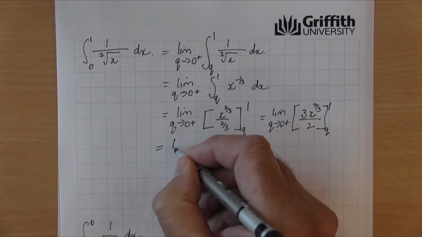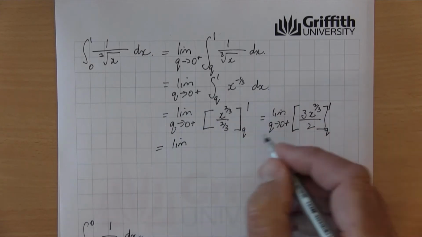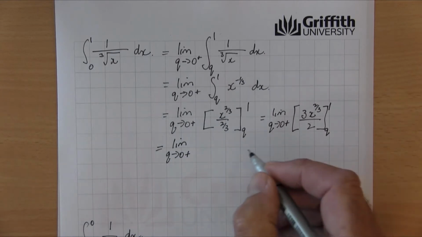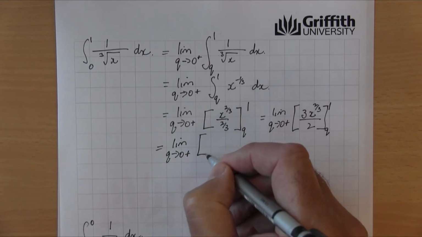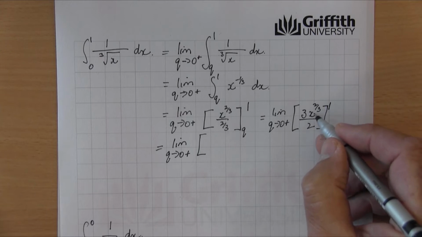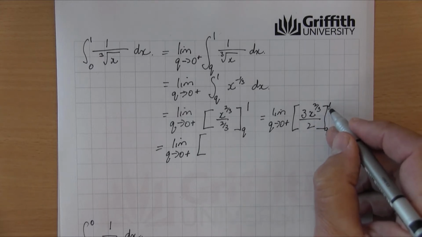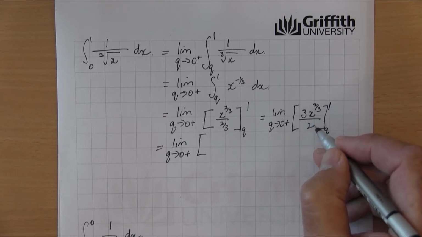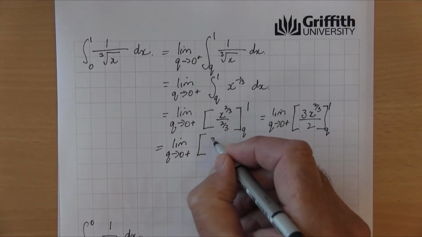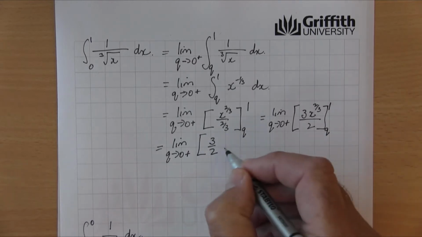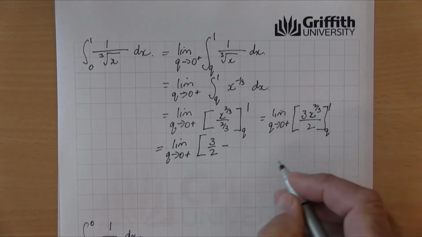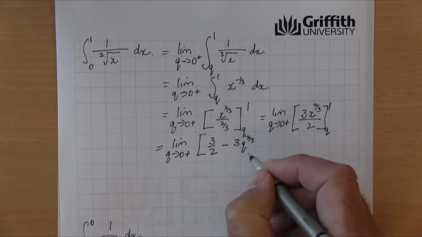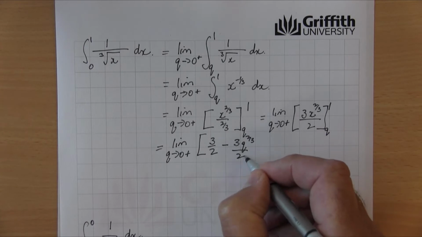We'll still have to write the limit because we're not going to substitute q approaching 0 from the positive side just yet. Now we've got to put in the value 1. So x to the 2 on 3 to the power of 1 will be just equal to 1. So that'll become 3 on 2. Minus, and now we're going to put q, so that'll be 3q to the power of 2 on 3 all over 2.